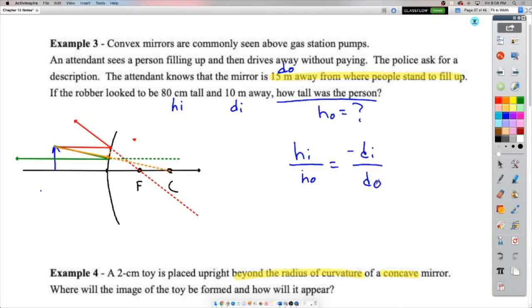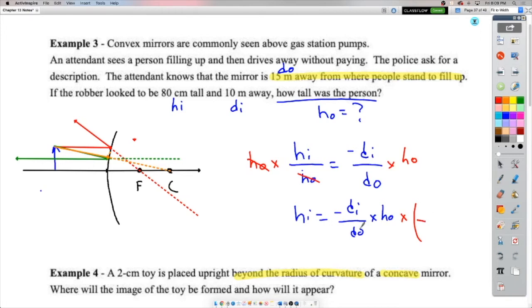So we can actually solve this without ever finding M. So we want HO, so let's just get it out of the denominator. Or if you want, you could flip both sides. So HI equals negative DI over DO times HO. And then I'm just going to go ahead and multiply by this reciprocal so that they both cancel. You know what I mean? So times, I'll do the negative even so I can get rid of that.